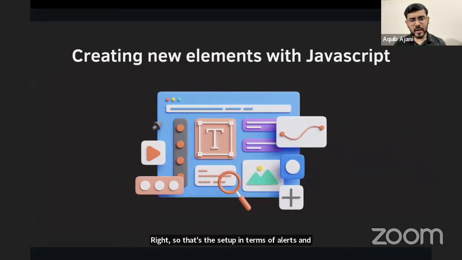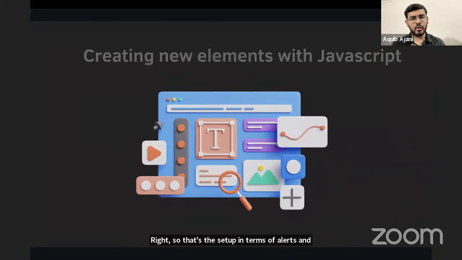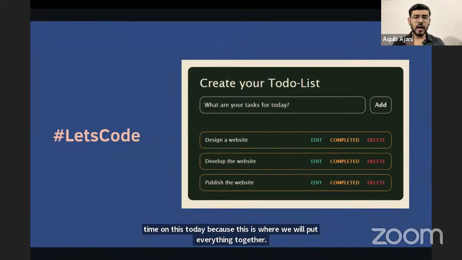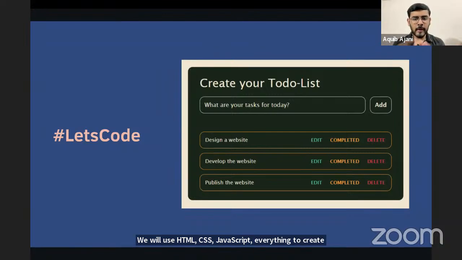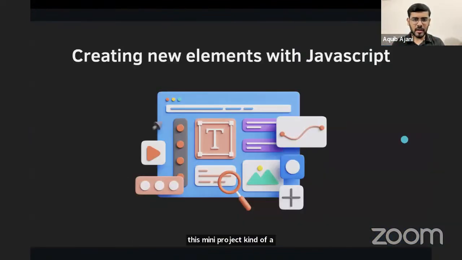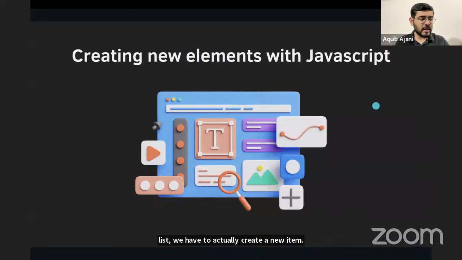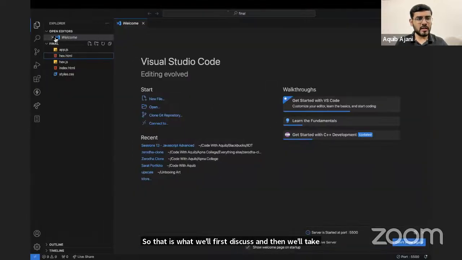Now, today we are starting off by talking about this thing. And then remember, I told you that we are going to create this to-do list style application. So this is our main focus for today. We'll spend a lot of time on this today because this is where we'll put everything together. We will use HTML, CSS, JavaScript, everything to create this mini project kind of a thing. But before we can do this, we have to understand one more thing, which is how do you create new elements? Because every time we want to add a new item in the list, we have to actually create a new item, right? So that is what we'll first discuss. And then we'll take a look at the project, right? So let's jump into VS Code and see how this can be done.